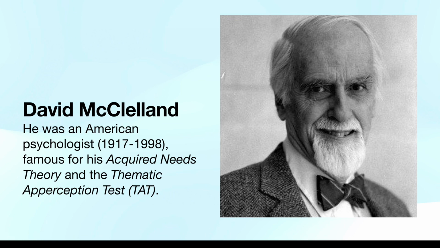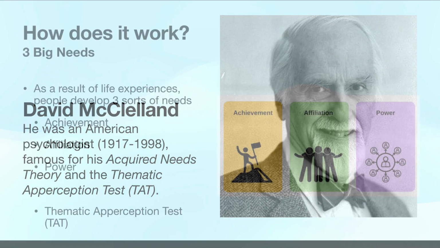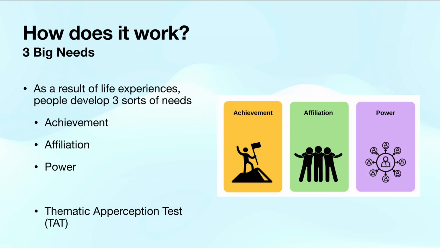So how does this motivation theory work? He found out that there are three big needs. Those three big needs are a result of life experiences that people develop. These three sorts of needs are need for achievement, need for affiliation, and need for power. And as I mentioned before, the way he did it was through the thematic apperception test.